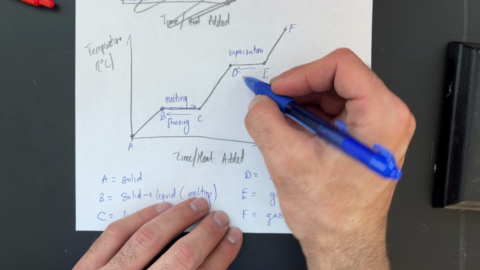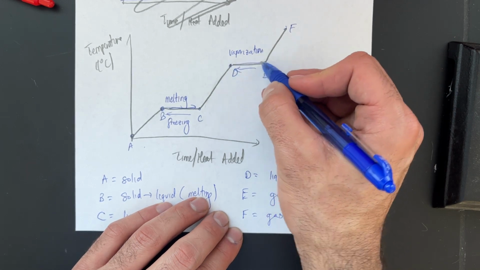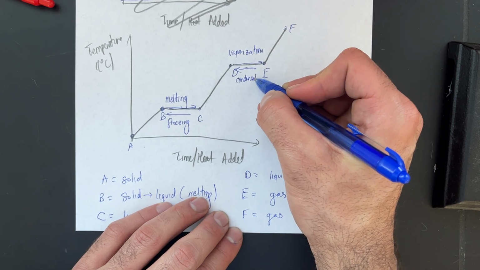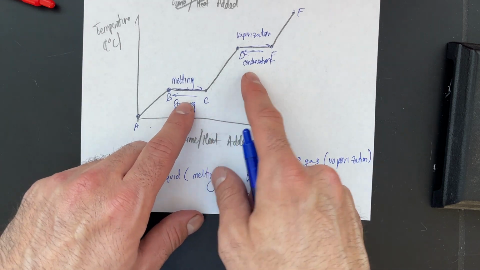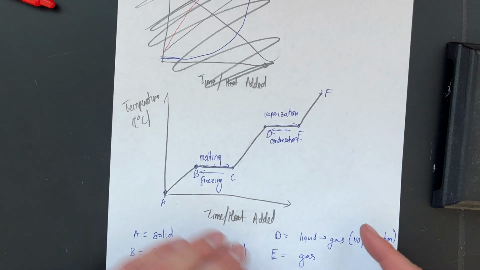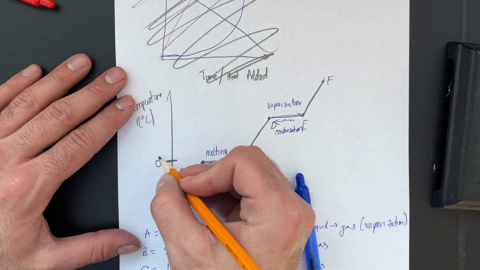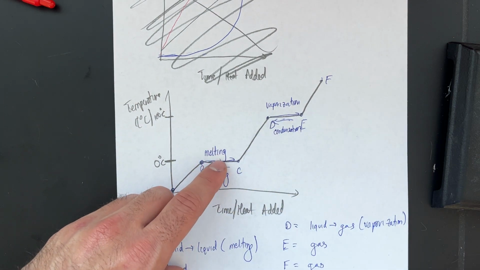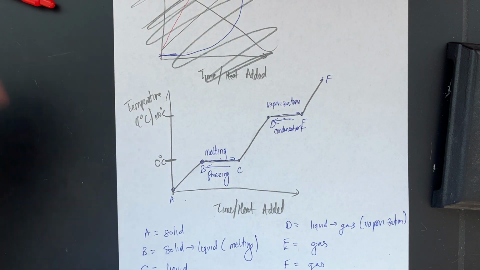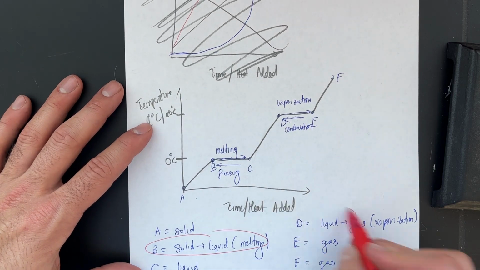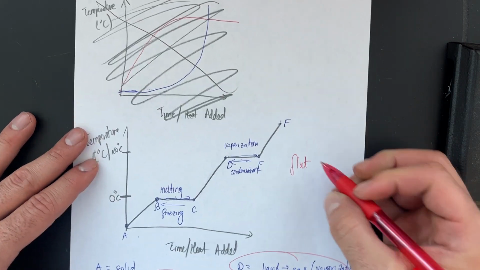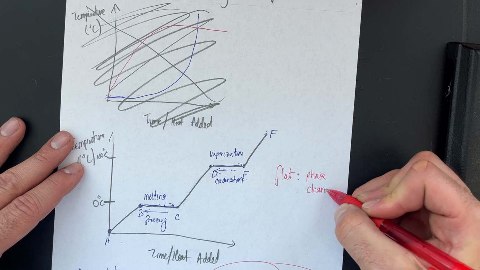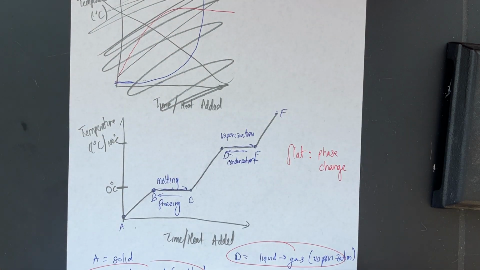Now, if we go in the reverse process, from a gas to a liquid, we call that condensation. This is what's happening in a heating curve. We know that this melting is happening at 0 degrees Celsius, and this vaporization is happening at 100 degrees Celsius. Basically, these flat parts represent phase changes. So flat is a phase change.